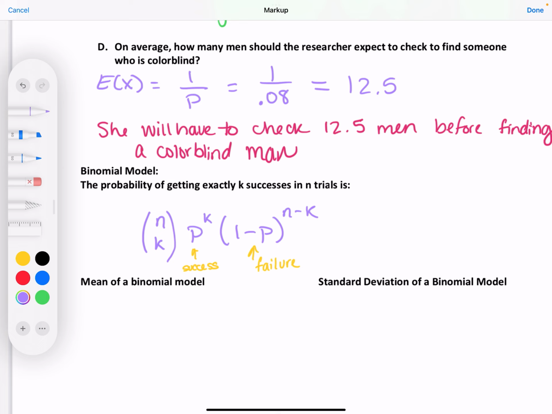All right, the mean of a binomial model, mu, is equal to n times p. Why does your mu look so funny? Mine never looks good. It's supposed to be curly, like an M. It looks like an M to me. Does that not look like an M?